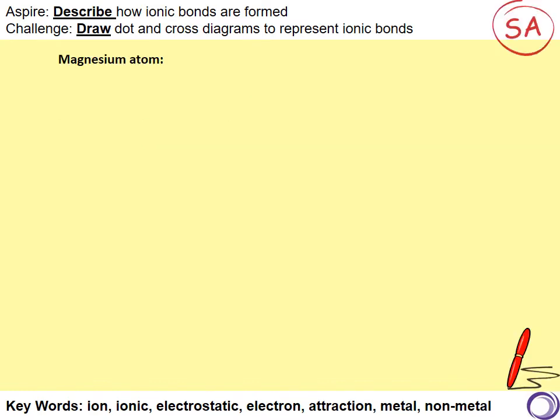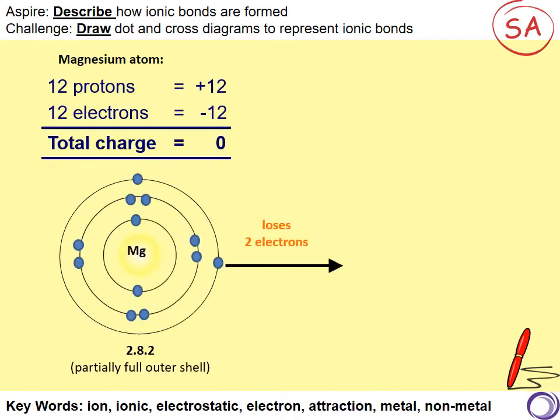How did you get on then? So, red pen, correct it if you need to. Magnesium atom has 12 protons, a plus 12 charge, and 12 electrons, a minus 12 charge. Altogether that adds up to 0. And magnesium, because it's got 12 electrons, will have 2 electrons in its outer shell.